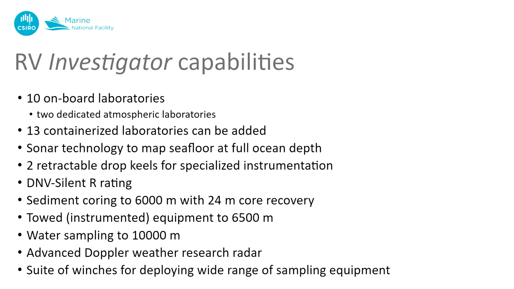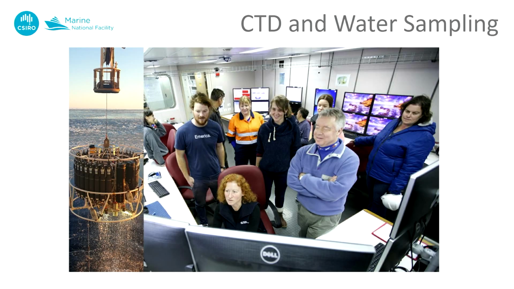So this is just some broad overview of the capabilities. There's lots of labs. We can add containers on. There's sonar. We've got drop keels. We've got something called DMV silent rating, which makes us a really good scientific ship. We can do sediment coring and a few other things, and I'm going to show some pictures of.